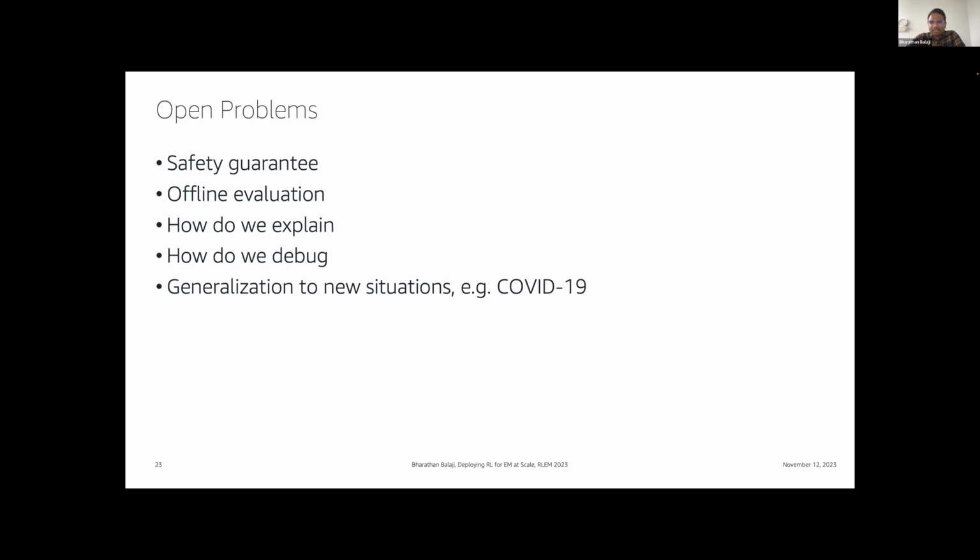Then there are all these classic problems with reinforcement learning or any machine learning, like how do we explain this thing to people who are operating the building? How do we debug if something goes wrong? How do we generalize to new situations? COVID-19 was a really good example where your distribution shift is so high that any machine learning is going to be challenging to do. So I can pause here and take some questions before moving to the next phase.